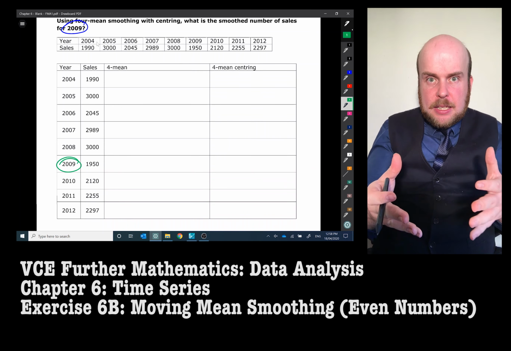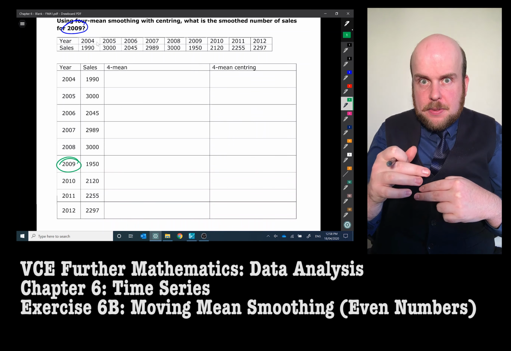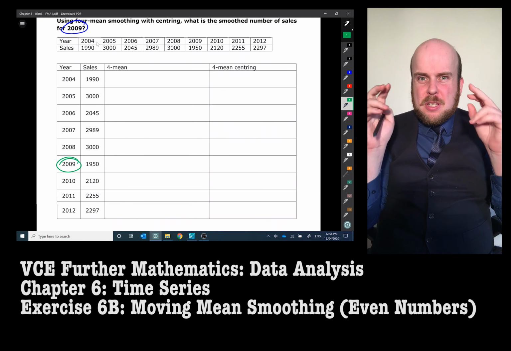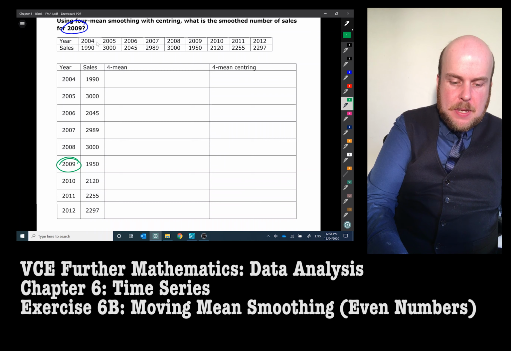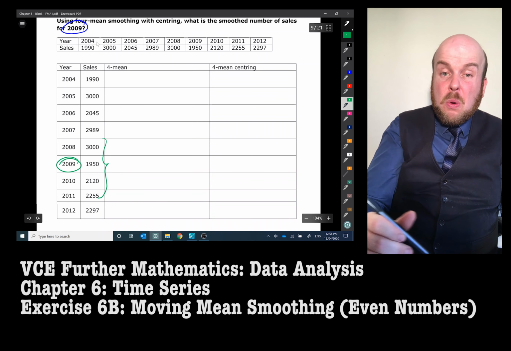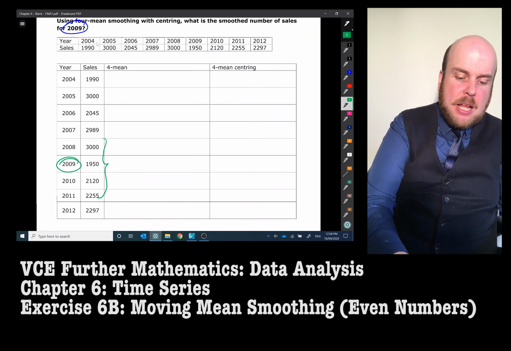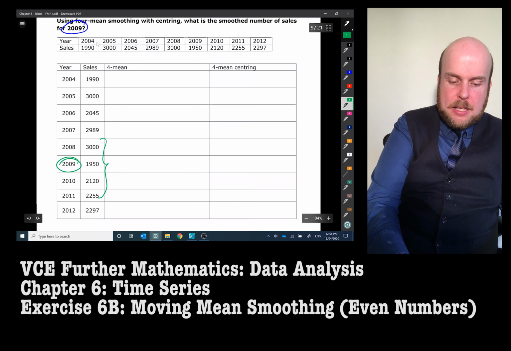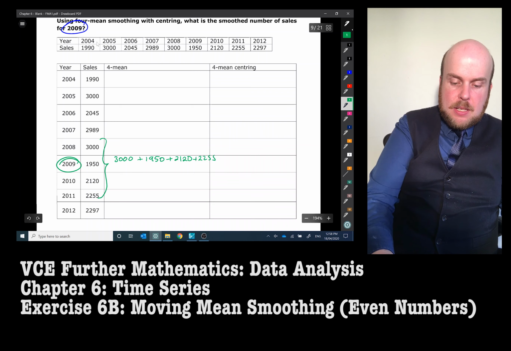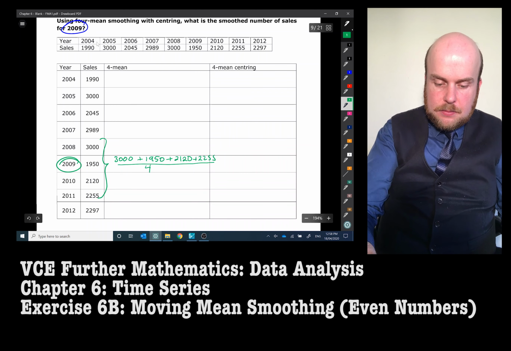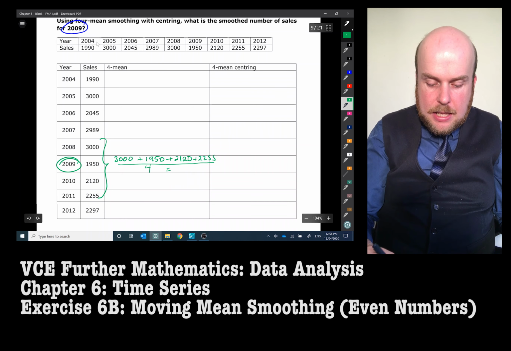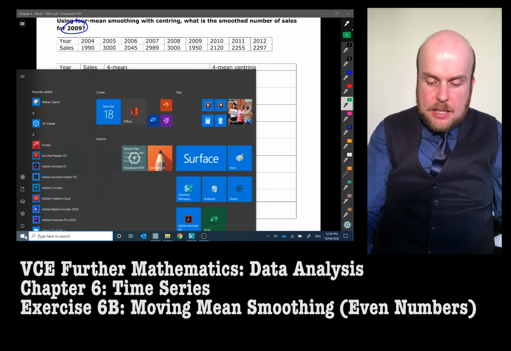So theoretically, if I was to get 4 values, in order to be in the middle, 2009 could be the second number, or it could be the third number, and then I'd do the average of those, and then it's the one in the middle. So let's just see what that looks like from a reality point of view. So I'd first calculate 3,000 plus 1950 plus 2120 plus 2255. Divide that all by 4. And then I'm going to add all of those together.